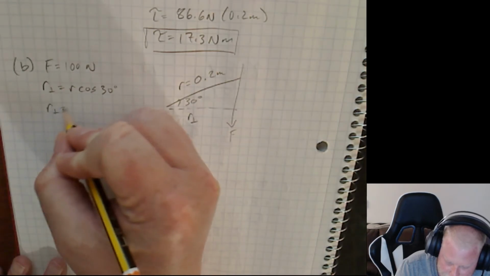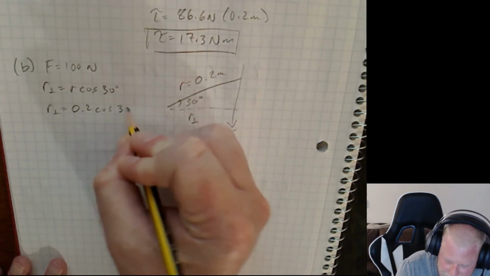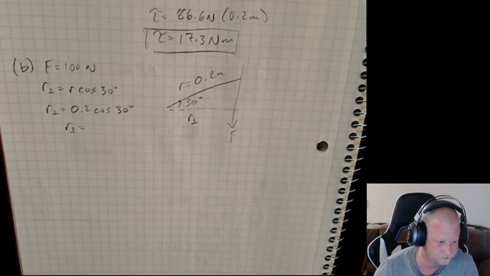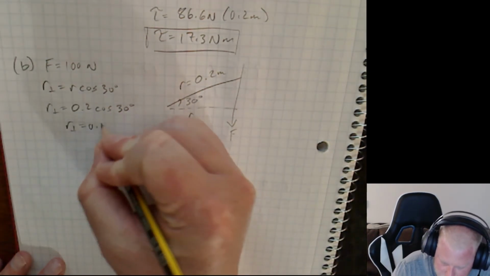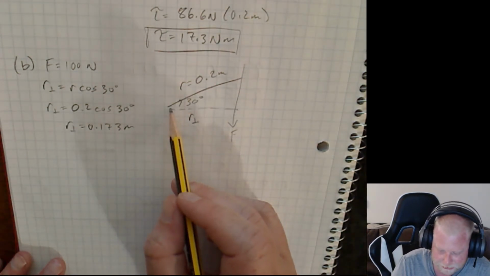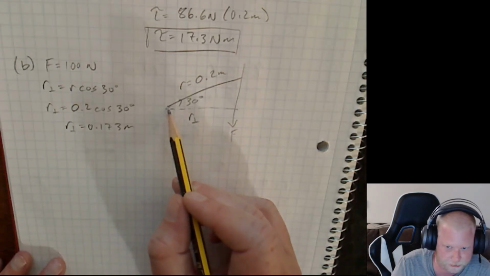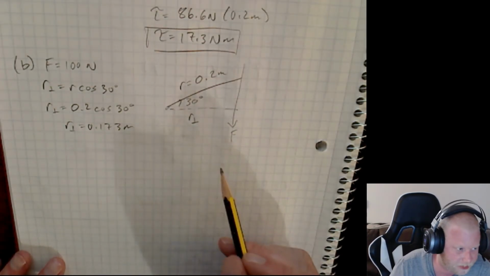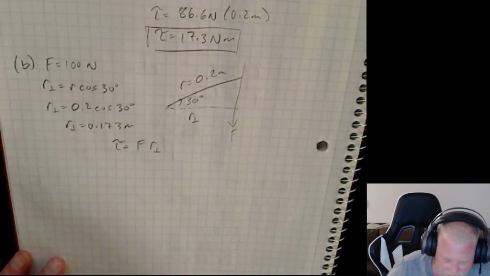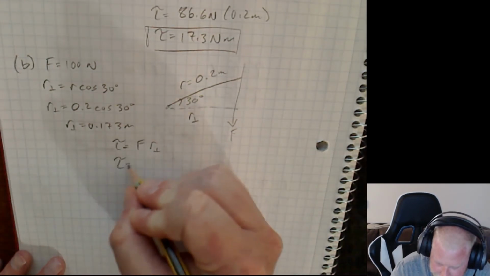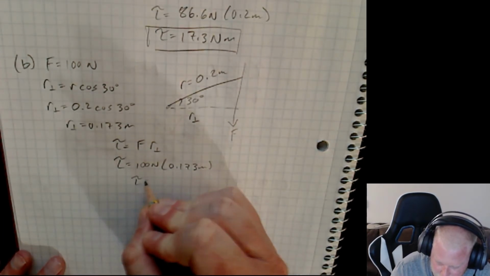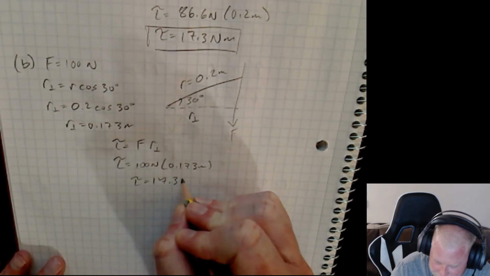So our moment arm is 0.2 times the cosine of 30, which comes out to 0.173 meters. So there's 0.173 meters between the pivot, the nut that the wrench is working on, and that line of action. If we want to find the torque in this case, it's the force times that moment arm. So torque would be 100 newtons times 0.173 meters, which comes out to 17.3 newton meters.